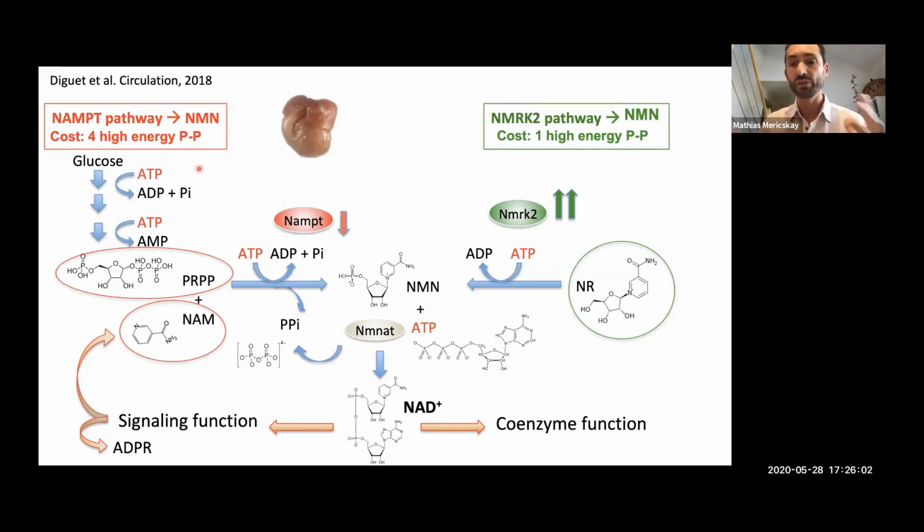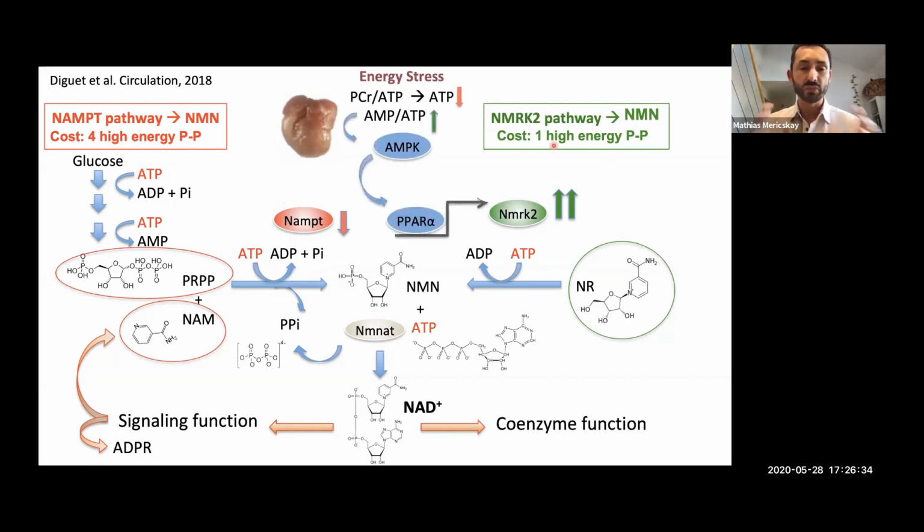So if you do a simple stoichiometric calculation, the NAMPT pathway to generate NMN, the common product of NMRK2 and NAMPT, requires 4 high-energy phosphate bonds, because there's 1 ATP converted to AMP, so 2 phosphate bonds. And actually NAMPT, although not a kinase, also uses ATP in an autophosphorylation step. So altogether it's 4 high-energy phosphate bonds, whereas the NMRK2 pathway costs only 1.